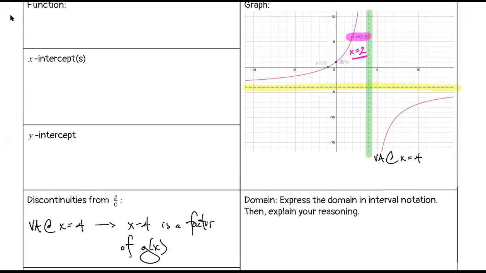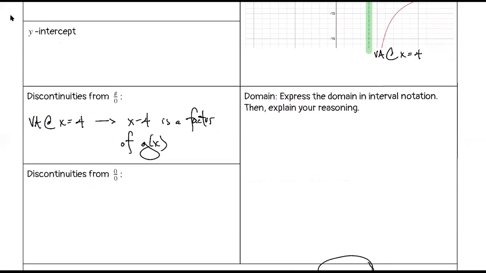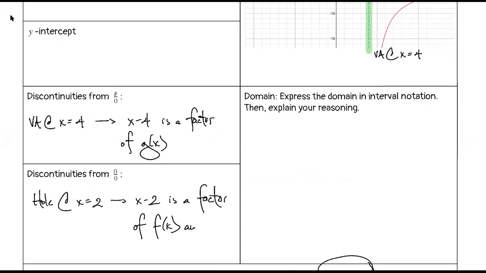And we knew our hole was at x equals 2. Hole at x equals 2. Its corresponding factor is x minus 2. And we know that is a factor of f of x and g of x. Okay?